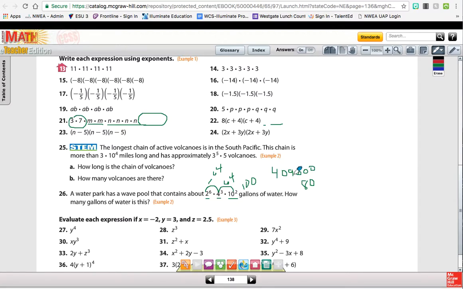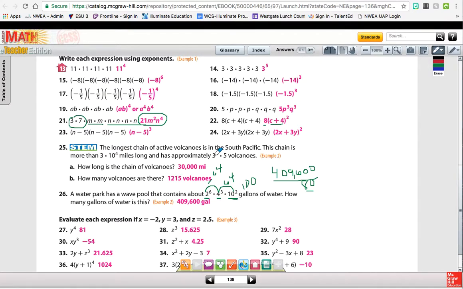So we have 409,600. Now, as we get through the chapter, we'll talk more about multiplying powers with the same base, but the 2, the 4, and the 10 are not the same base, so we need to make sure and do it the long way to check to make sure that we're not combining the wrong way.